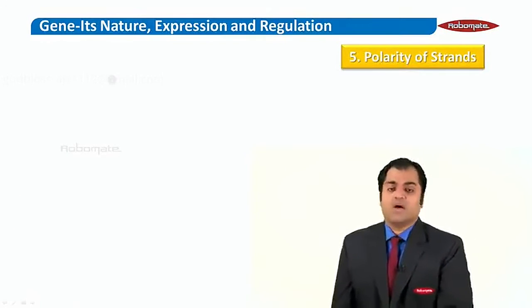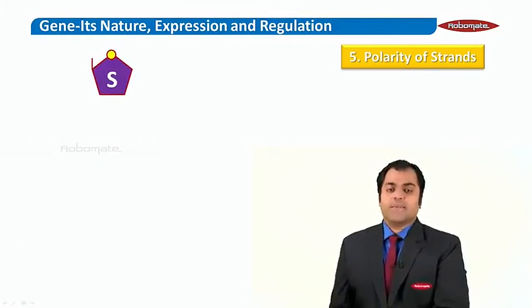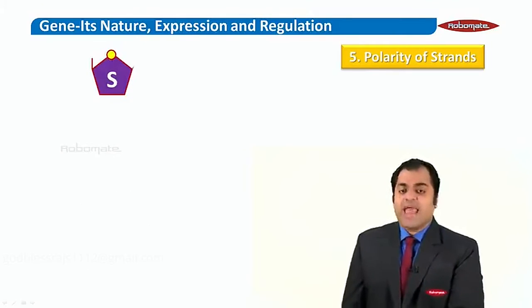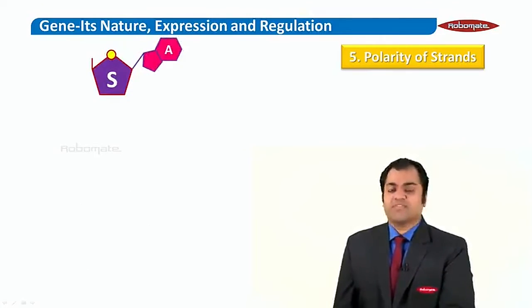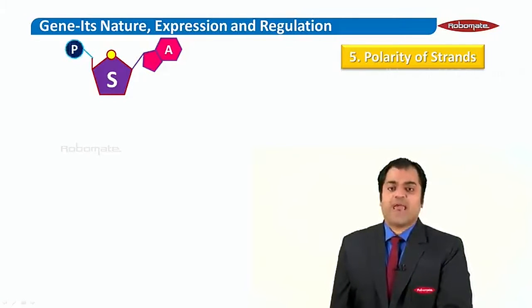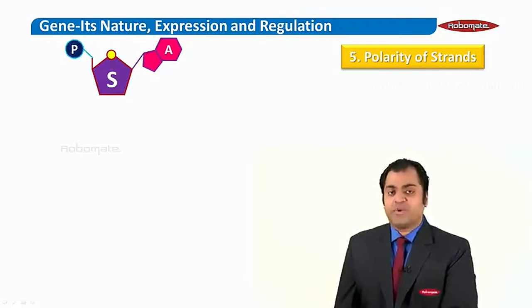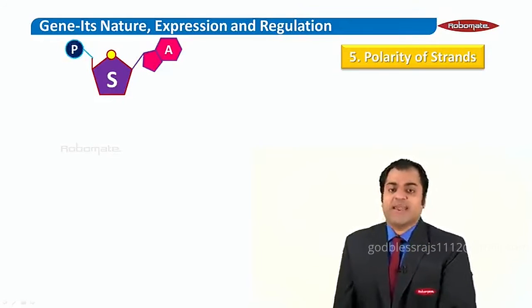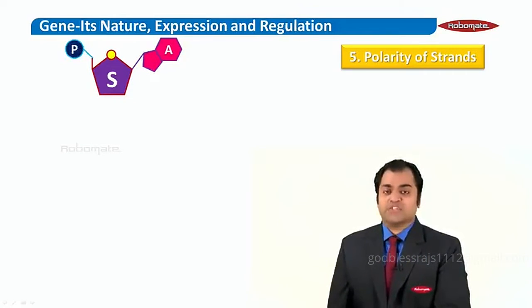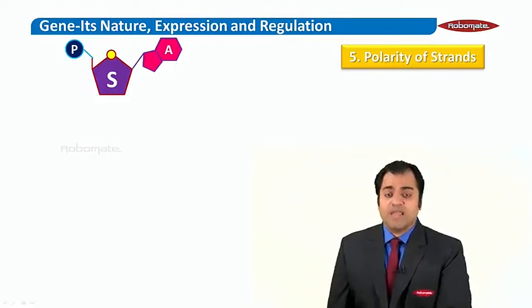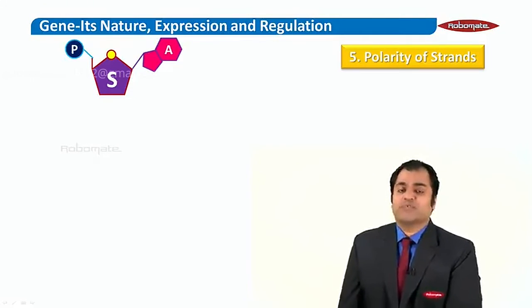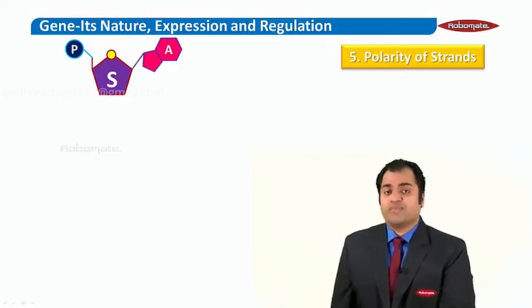Now look at this pentose sugar, right? If you recollect, it has a nitrogen base on the first carbon, and it also has the phosphate group on the fifth carbon, and this is what is called a nucleotide. Please recollect that the bond between the nitrogen base and the sugar is also called a glycosidic bond, and the bond between the sugar and the phosphate group is also called a sugar-phosphate bond.